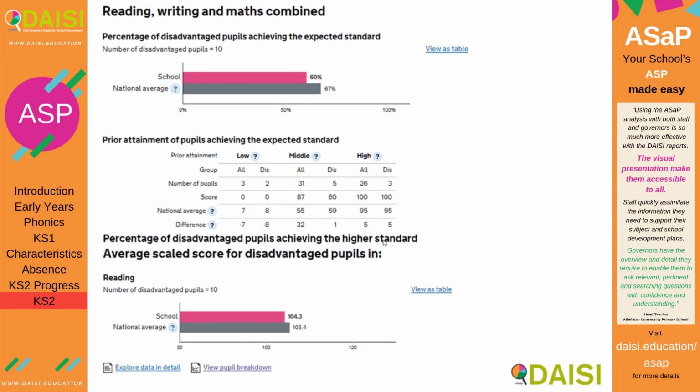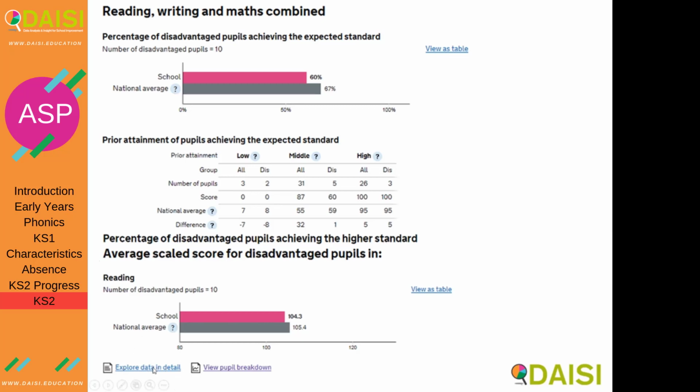There have been lots of other instances in the main Key Stage 2 tab which look at disadvantaged pupils, but they are all brought together here, and you can always explore data in detail and have a look at scatter plots if you would like as well. So now let's have a look at some points to ponder with regards to your disadvantaged pupils.